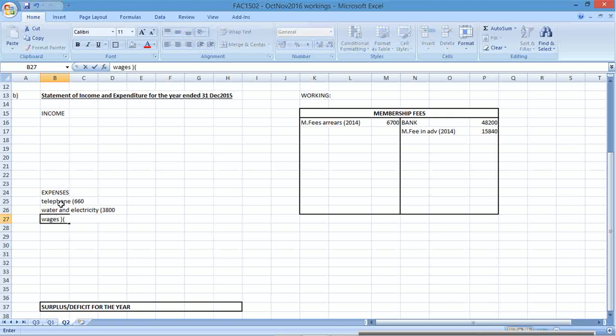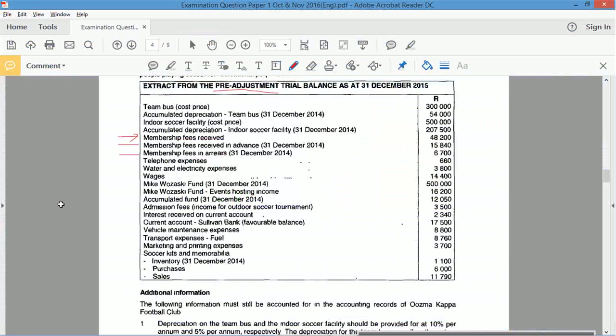How much? 14,400. Next. Oh, there we go, Mike's fund. Now we've got point number A stuff: expendable, non-expendable. Mike, on the 31st of December, had a fund of 500,000. Then you had Mike's fund events hosting income, and that's going to increase his fund, right?